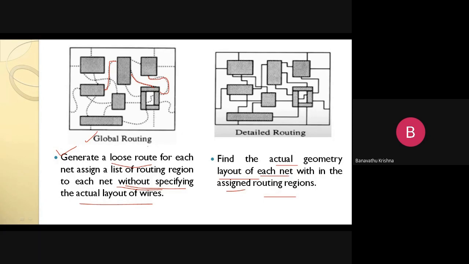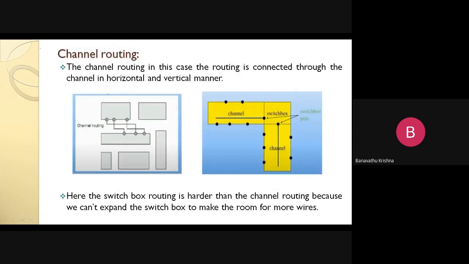And the next case is detailed routing. Suppose I want to make the connection between side by side modules, just making the shortest path. A certain length of wire is needed to make the connection between these two modules in a particular way. That is the specification, the assigned routing regions. Only then are the exact locations and exact routing connections going to be made between these different modules. And here is the channel routing.